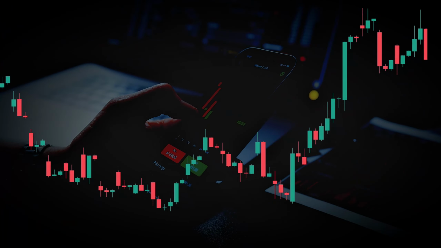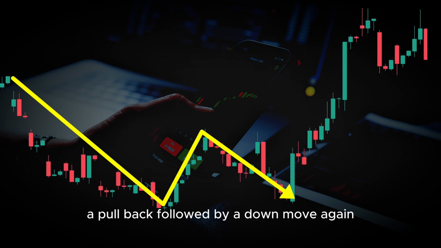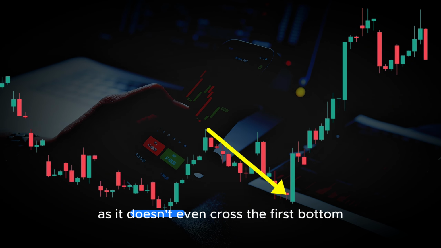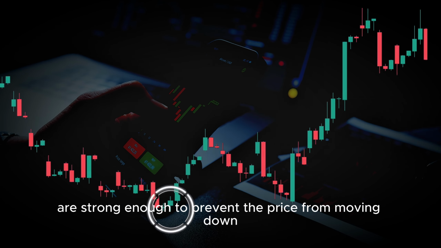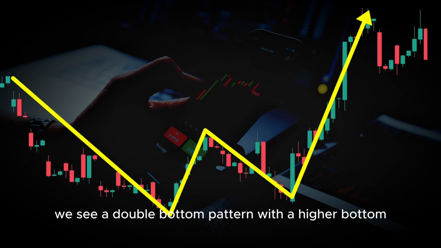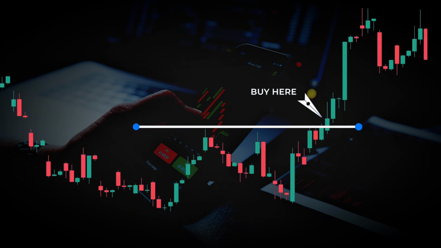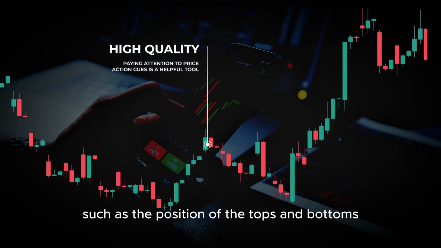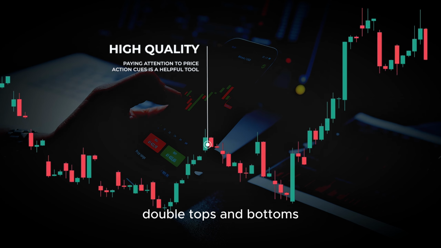Here is an example. Here we see the price makes a down move, a pullback followed by a down move again. The second down move is short-lived, as it doesn't even cross the first bottom. The buyers who bought at the first bottom are strong enough to prevent the price from moving down. We see a double bottom pattern with a higher bottom, so we mark this neckline and enter a buy trade at this candle. Paying attention to price action cues, such as the position of the tops and bottoms, is a helpful tool in identifying high-quality double tops and bottoms.